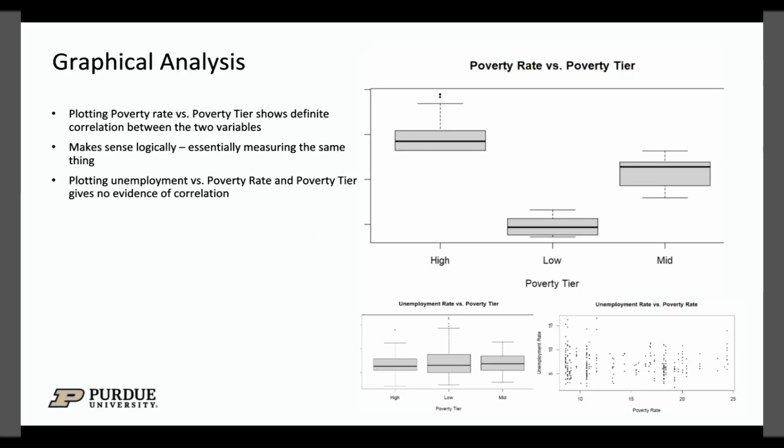In order to look at those things, I made some graphs, scatter plots of the variables against each other, and found that poverty rate versus poverty tier, obviously you can see there's a definite relationship there because each category of poverty tier has a different distribution on poverty rate, which makes sense because they're basically measuring the same thing. One is just categorical and the other is not. But plotting unemployment rate versus poverty tier or poverty rate didn't really show a definite relationship, so maybe we don't need to worry about that as much.